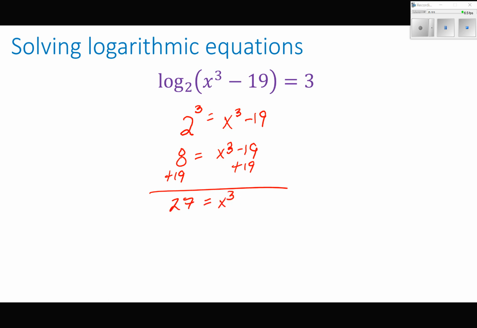Now I can take the cube root of 27 equals x. I didn't need any plus minus because it only works for even value exponents. So if it was x squared, I would need the plus minus. X cubed, it's an odd exponent. I don't have to worry about that at all. Cube root of 27 is 3. So x is 3 for a final answer on this one.